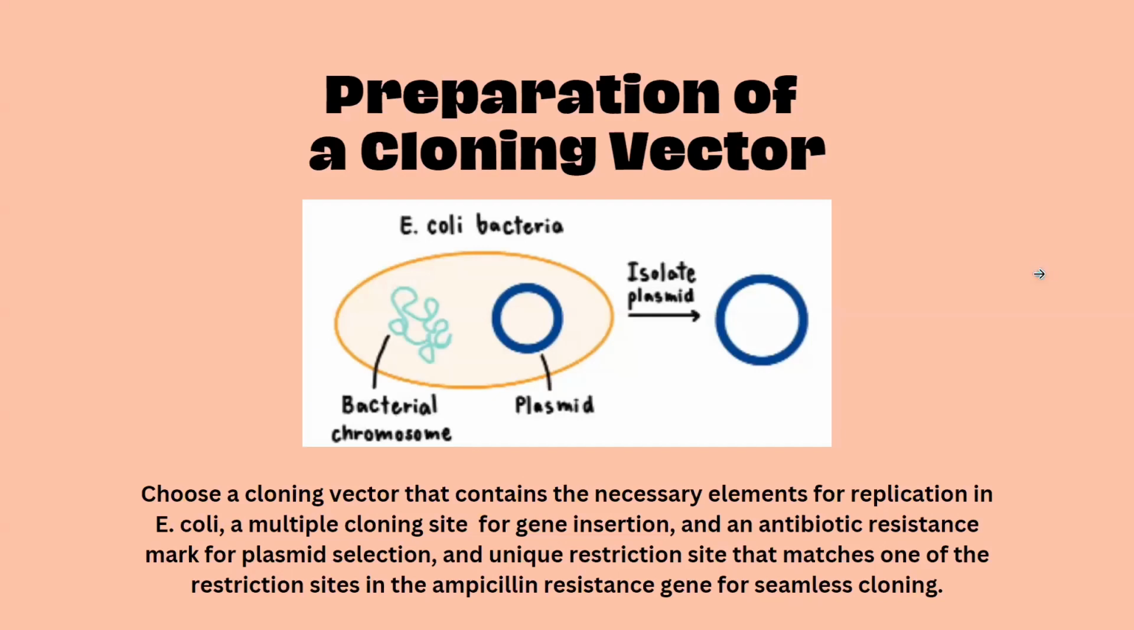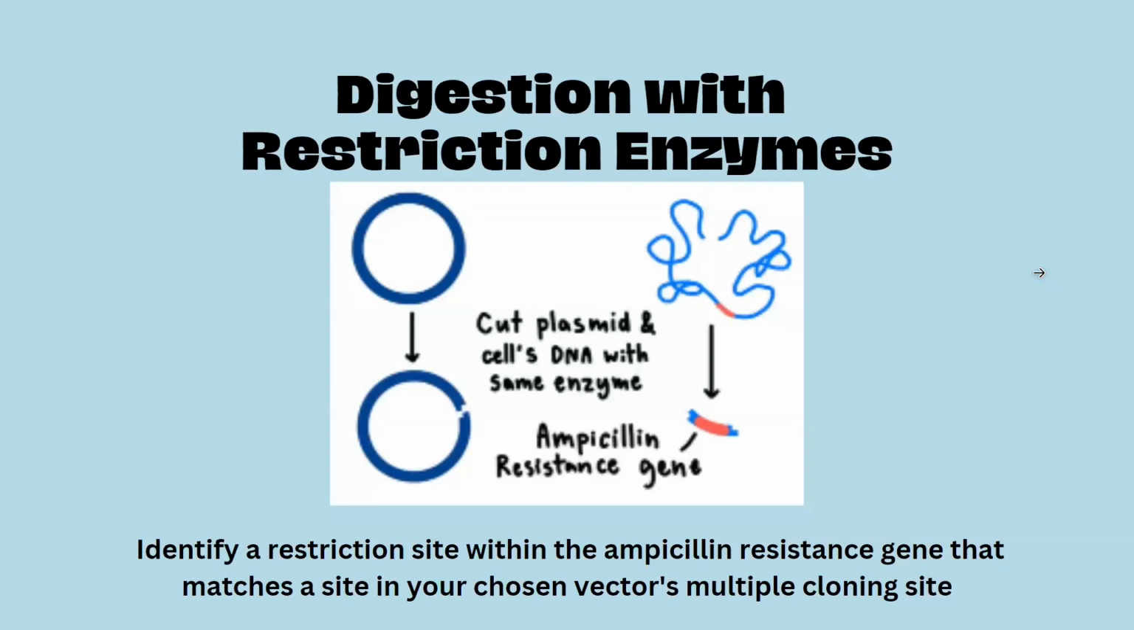Next one, preparation of the cloning vector. Choose a cloning vector, usually a plasmid from the target bacteria that contains the necessary elements for replication in E. coli, a multiple cloning site or MCS for gene insertion, and an antibiotic resistance marker for plasmid selection. It should also have a unique restriction site that matches one of the restriction sites in the ampicillin resistance gene for seamless cloning.